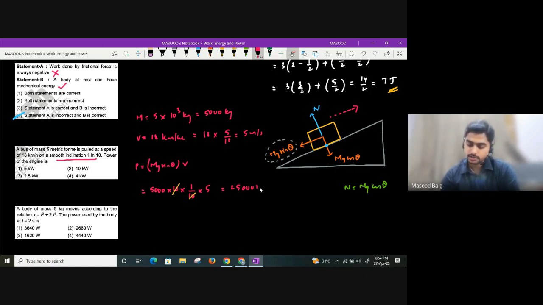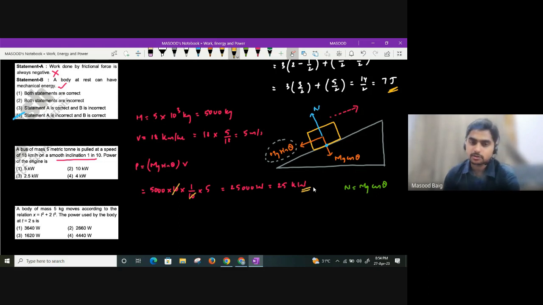25,000 watts I am getting. So will it be 25 kilowatt or not, guys? Yes or no? Is that clear, everyone? But where is the option? Option is only not there. 2.5 is given. Metric ton is 10 power 3 kg only, no?